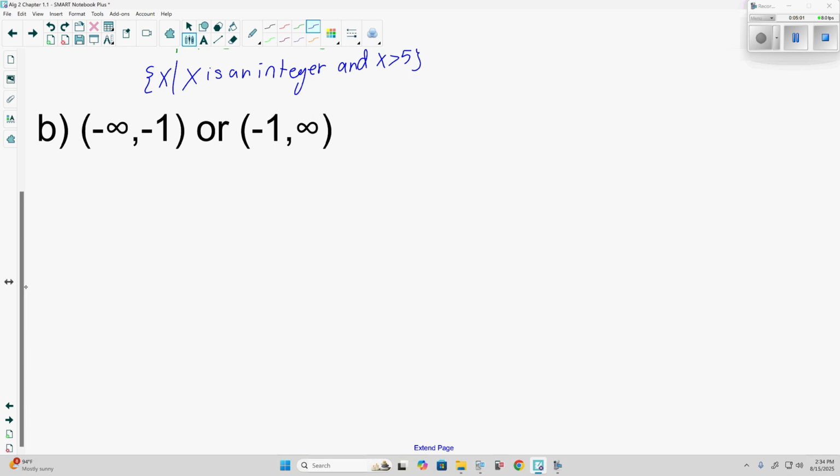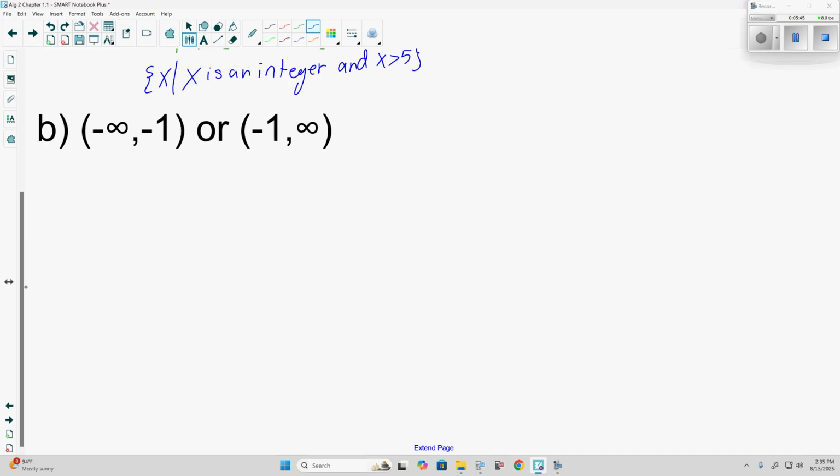So we have parentheses, negative infinity, comma, negative 1, parentheses, or parentheses, negative 1, comma, infinity, parentheses. Here we have intervals. Now, did they specifically tell us what number type we're talking about? Well, no, but yes. Unlike the first one, they didn't say the integers or the real numbers or the rational numbers. But because we're talking about an interval, we are talking about the real numbers. We want all of them. So our real number system is the type of numbers we're talking about, and our description is these intervals here.